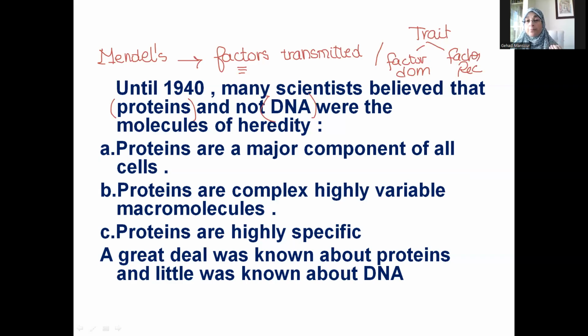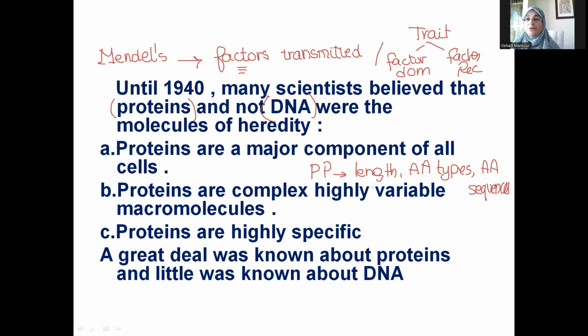Number two, proteins are very complex and very variable, as you know, because proteins are made of polypeptide chains, and these polypeptide chains vary in length, they vary in the amino acid types, and they vary in the amino acid sequences. And since proteins are that variable and that complex, they are more likely to be the genetic material.